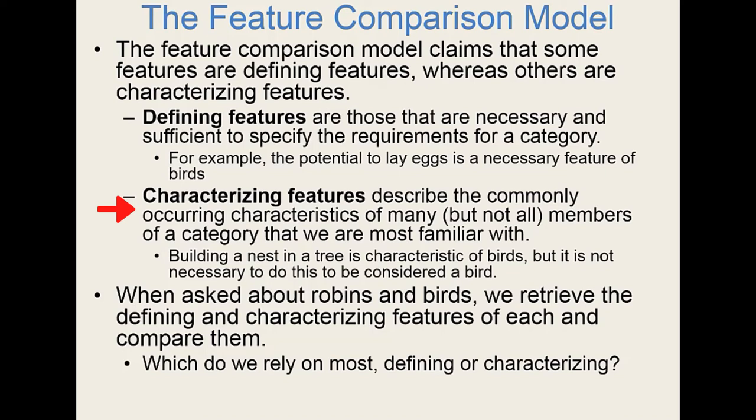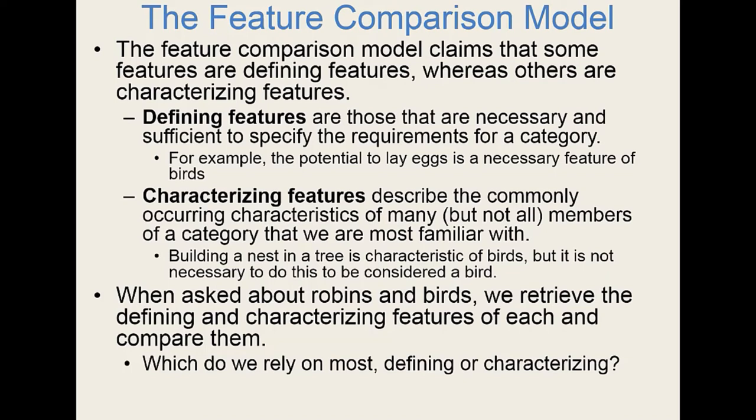So a lot of birds will build nests in a tree. So we can say that that is a characteristic of birds. It's a characterizing feature, but it is not necessary for an animal to be considered a bird, right? And in fact, not all birds nest in trees. And so laying eggs is a defining feature. It's necessary for an animal to be considered a bird. But building a nest in a tree is not a defining feature. It's a characterizing feature. When asked about robins and birds, we retrieve the defining and characterizing features of each and compare them.